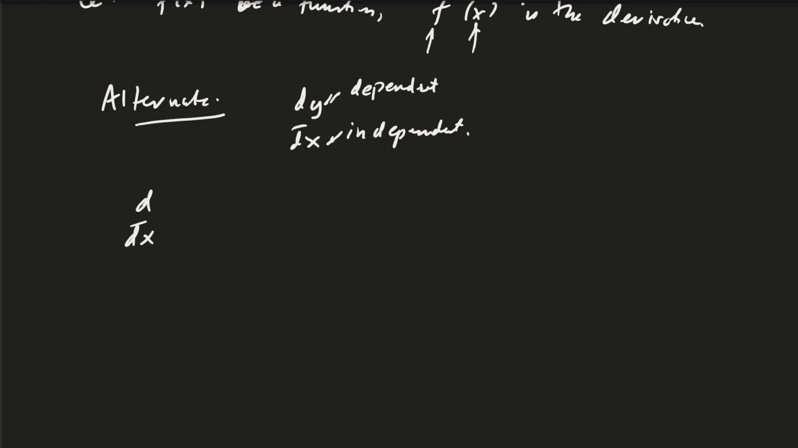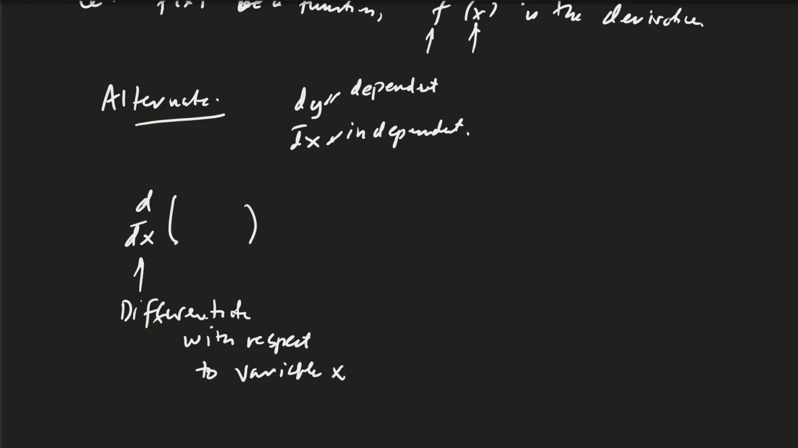So here, this is short for differentiate with respect to the variable x. And then inside some parentheses would be our f of x. And so to differentiate, we just compute the derivative. So that's kind of handy notation.